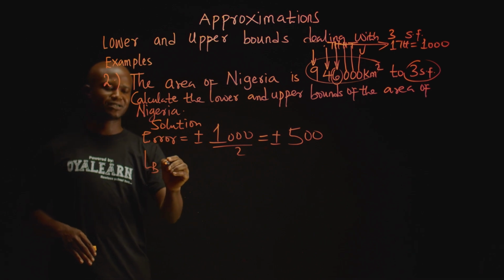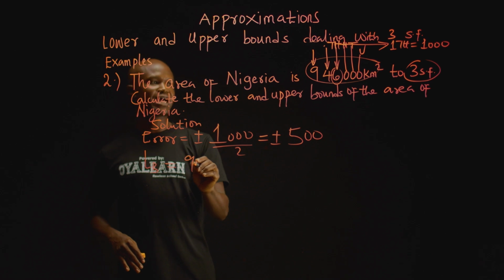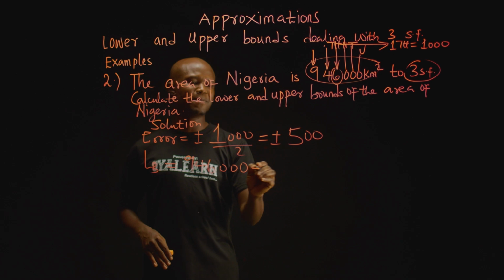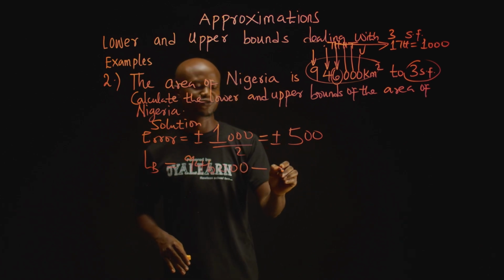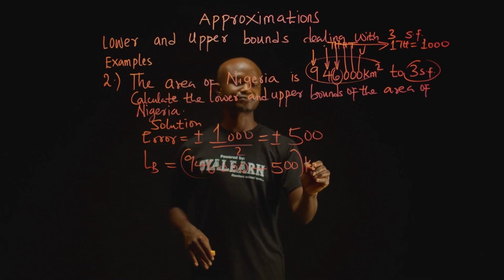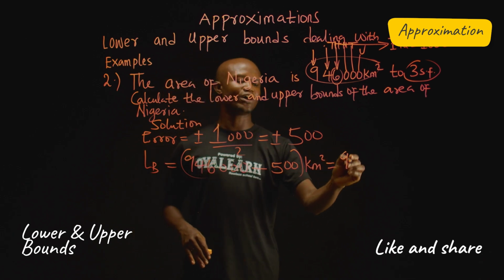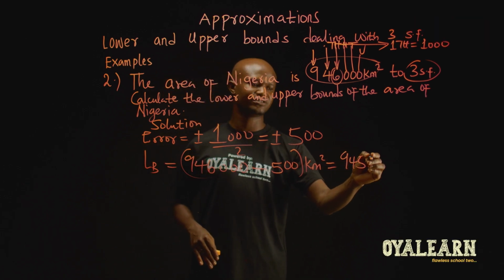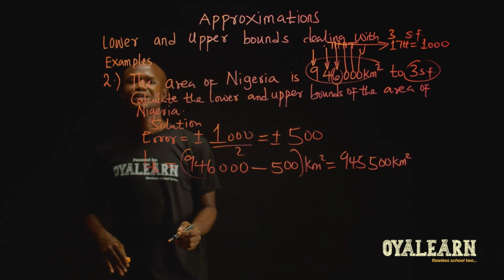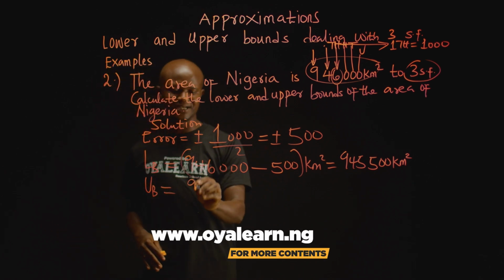Now we calculate the lower bound. The lower bound is equals to what? We are going to have 946,000 minus, what do we have here? That is 500 kilometers square. And this is going to be equals to what? 945,500 kilometers square.